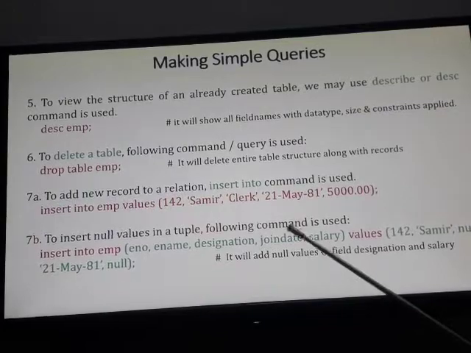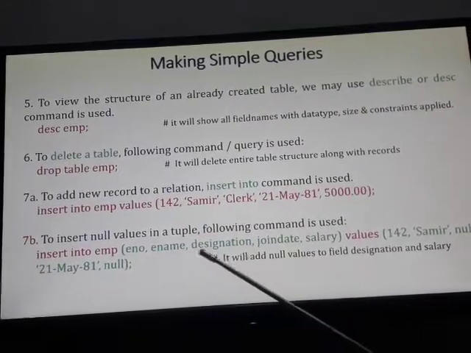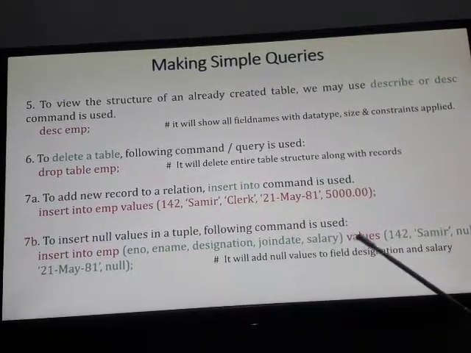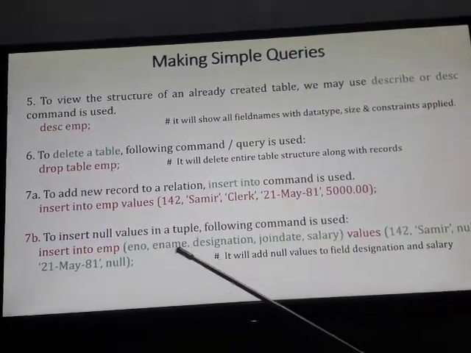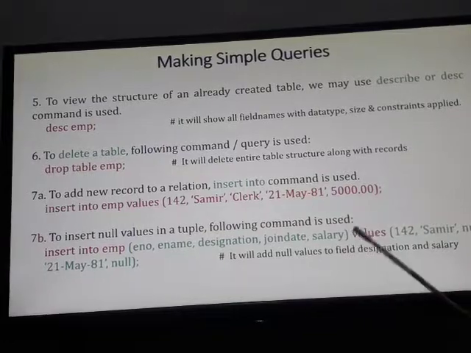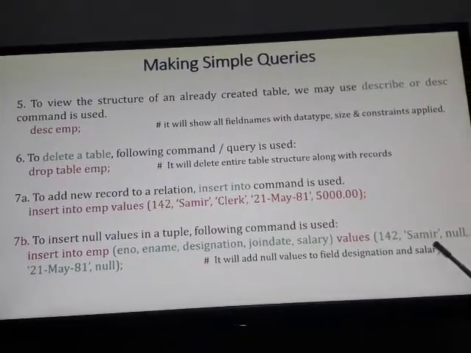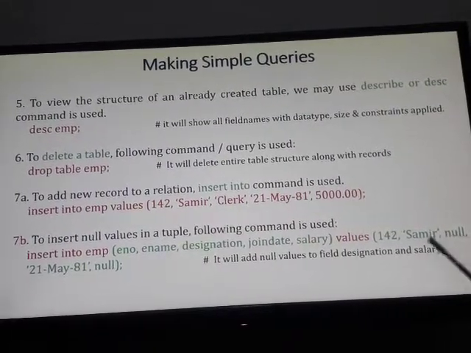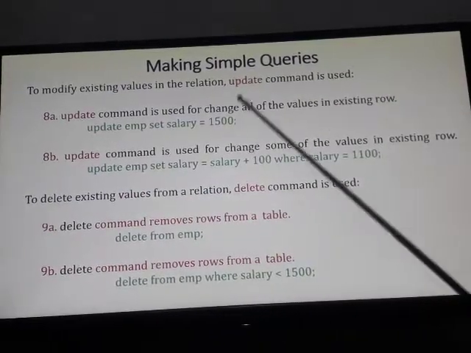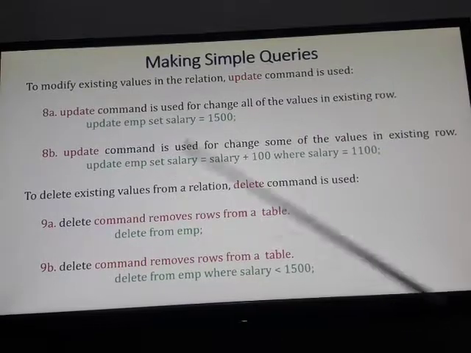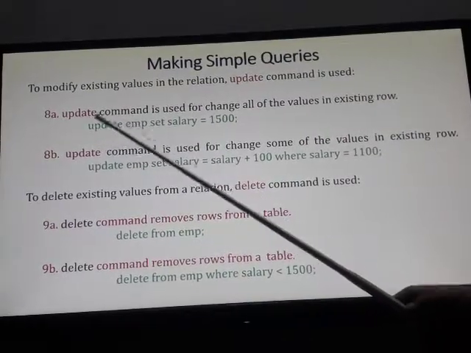Null value can be also inserted in the table, that is a record can be with null values. For example, here insert into emp enumber, name, designation, join date and salary values, where values are supplied, some values are written as null, they will be stored as null in the table. Then comes the next, if we want to change some value in the table, we can use update command.